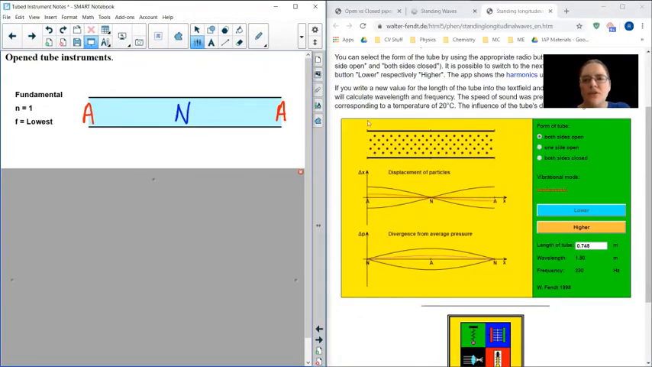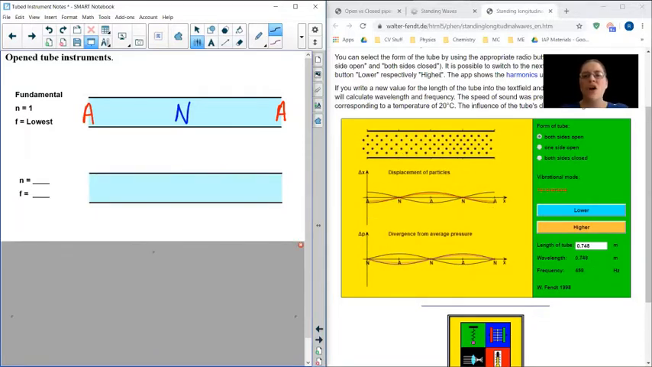So what you're seeing on the screen now is a simulation of the air particles inside of the tube. You can see that they have movement on the two ends and very little movement in the middle. You can also see that here with this displacement graph where we have the antinodes on the ends and node in the middle. You may ignore the bottom graph. And what we can find is that this tube has a length of 0.748 meters, and as a result, it has a frequency of 230 hertz.